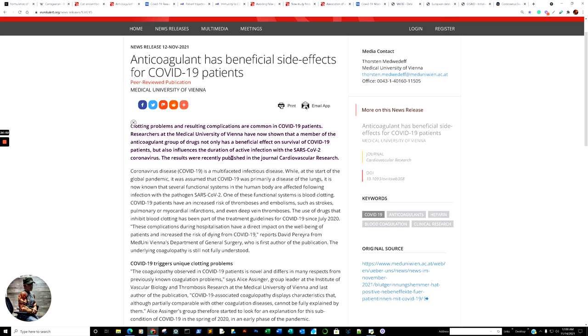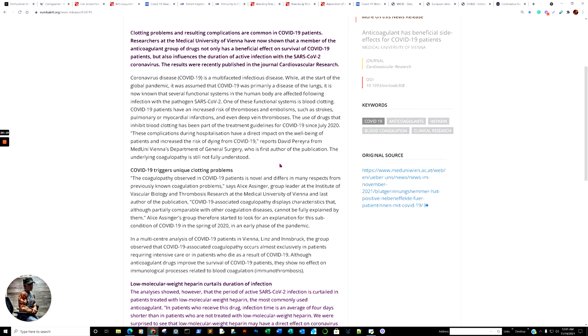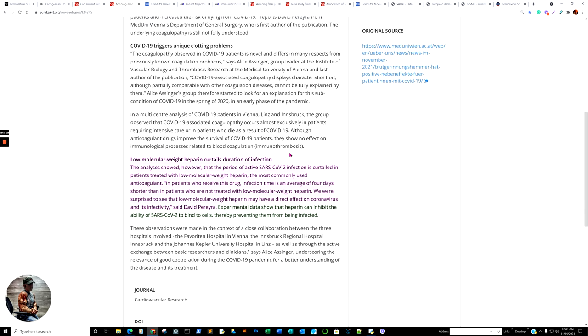The results were recently published in the Journal of Cardiovascular Research. Now, I don't know why it is so far down the article, but you have to go all the way down, and there, boom, there pops up: Low molecular weight heparin curtails duration of infection.